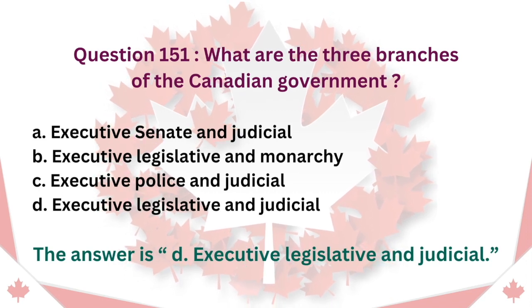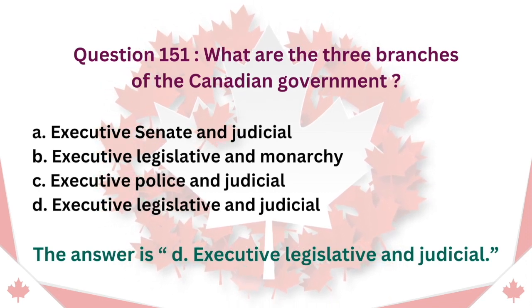Question 151. What are the three branches of the Canadian government? A. Executive, Senate, and Judicial. B. Executive, Legislative, and Monarchy. C. Executive, Police, and Judicial. D. Executive, Legislative, and Judicial. The answer is D. Executive, Legislative, and Judicial.